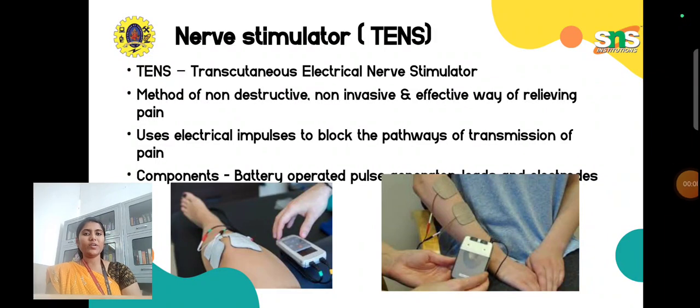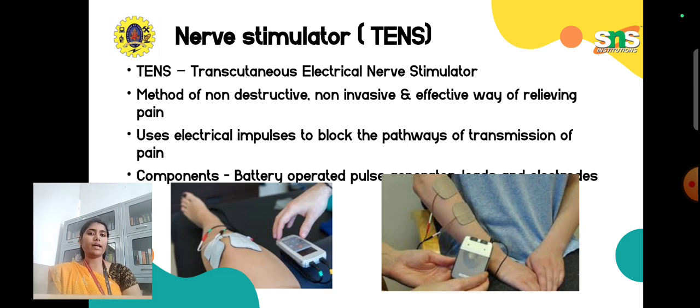Hi all. In today's class, we are going to discuss the nerve stimulator. In the last class, we learned what a muscle stimulator is, how a muscle stimulator device works, what its application is, and what its basic schematic block diagram looks like. Following that, in today's class, we are going to address the nerve stimulator and get some insights about it.